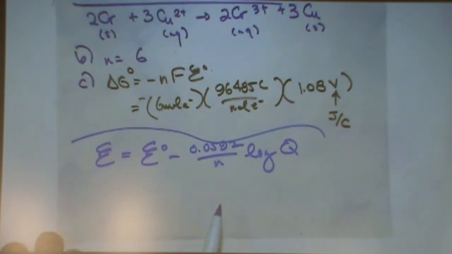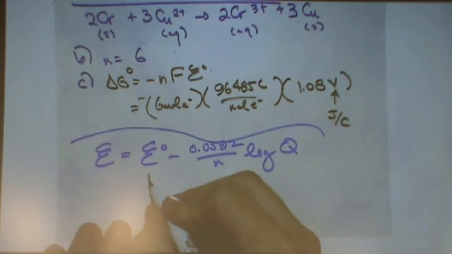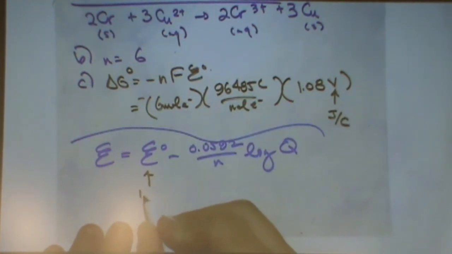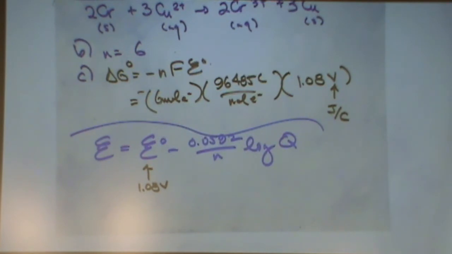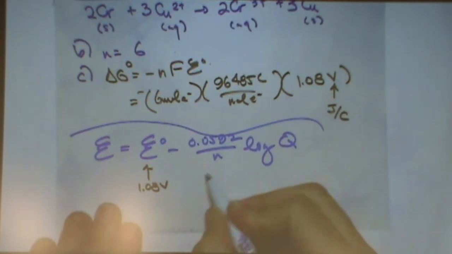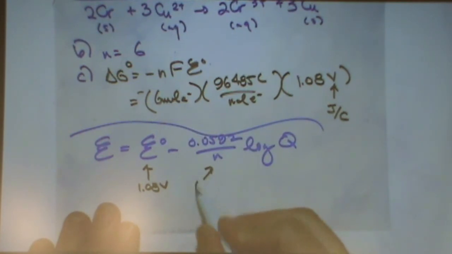Okay, here's the Nernst equation. If I ask for E without the standard, you need to use this. So let's look at the pieces here. Make sure we got that. This is a given value, 1.08. Again, it's given in this question. If it was not given, you get it from the reduction table on the back of the exam. N is again what? 6.